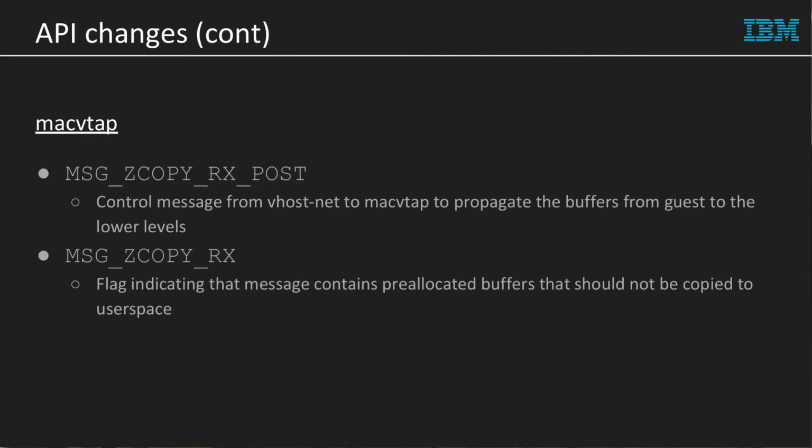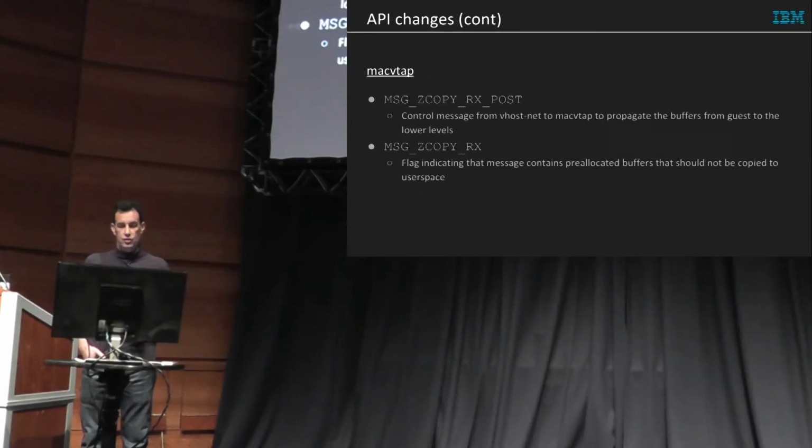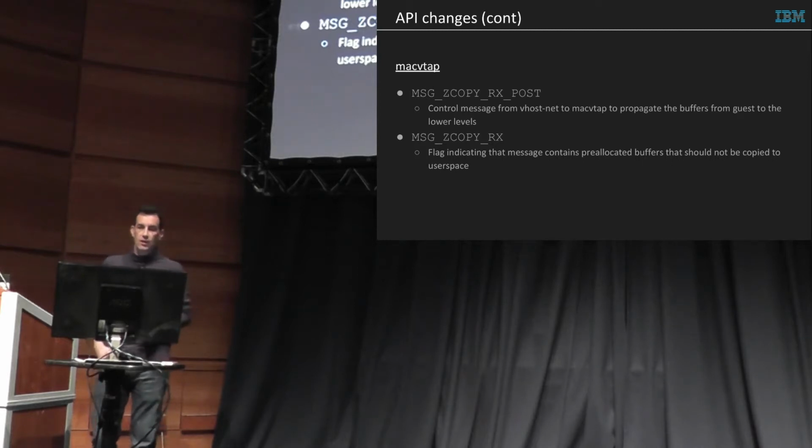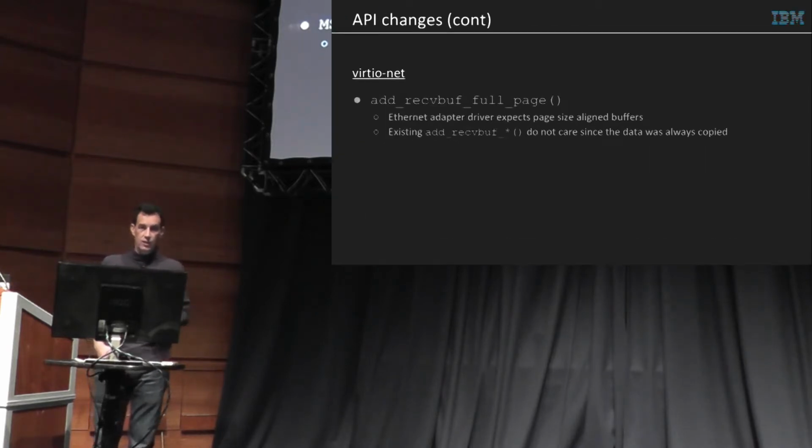In MacVTAP, we've also added two messages that are used in communication between vhost and MacVTAP. One of the messages notifies MacVTAP there are new buffers that the guest has allocated, and these buffers should go downstream to the device driver, so it will use them in its receive ring. And the second message indicates that there are buffers that should propagate to user space, and their pages can be freed, more or less.